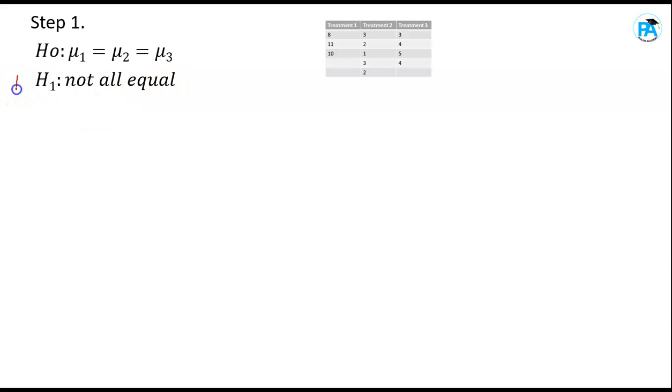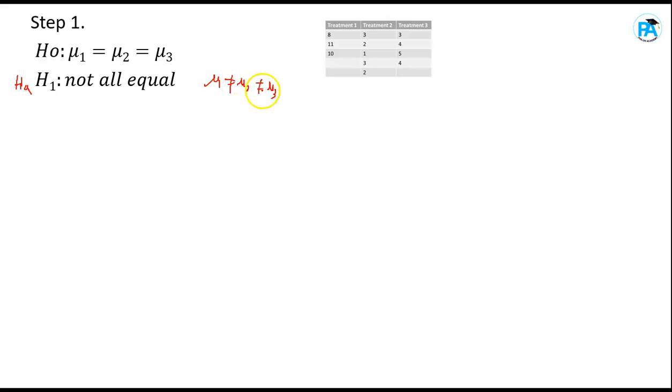Another way of writing the alternate, which is H sub 1, is H sub A. Okay, that's another way of writing it. The reason why I use not equal, and I didn't write, let's say, mu1 is not equal to mu2, also not equal to mu3. You can write it like this as well, okay?